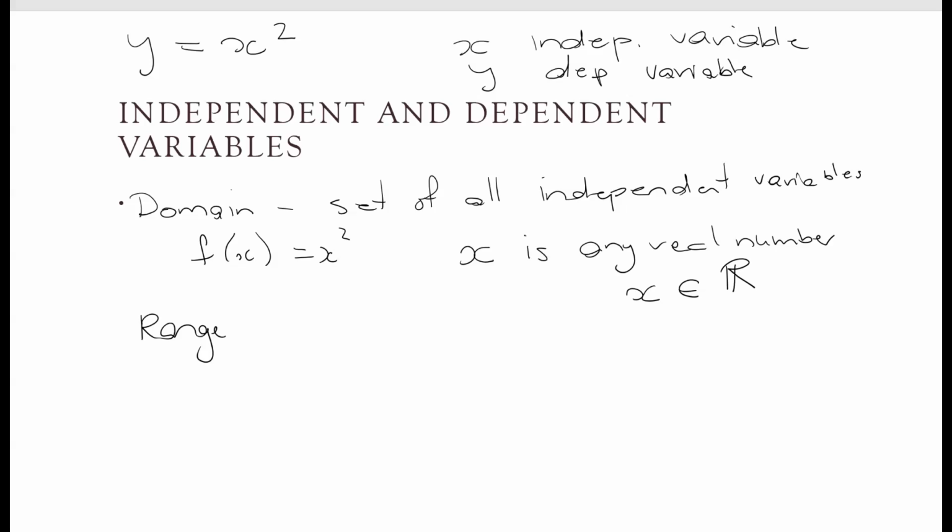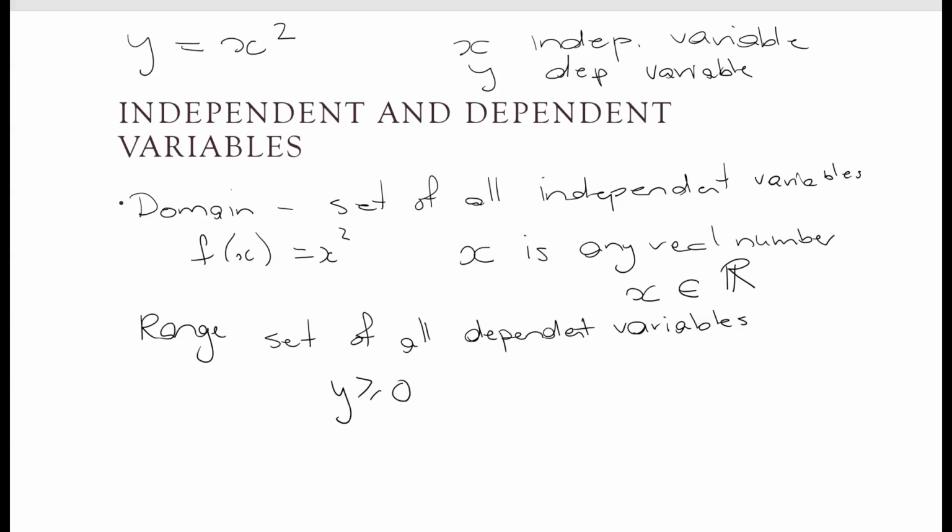Now the range is the set of all possible dependent variables for the particular function that we're talking about, and in this case y is just greater than or equal to 0 because y is positive. So the domain is the set of the, if you like, the x values, but it's not always called x. The range is the set of y values in this particular case, if that's its name.